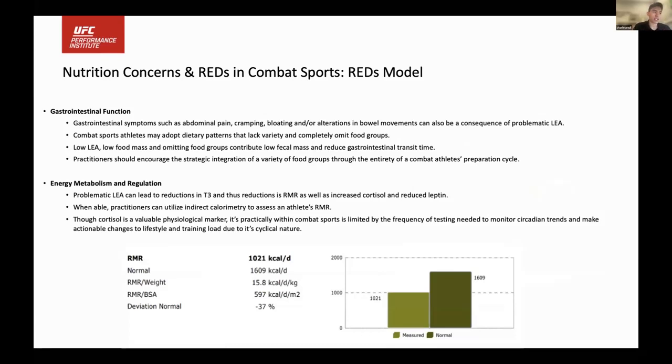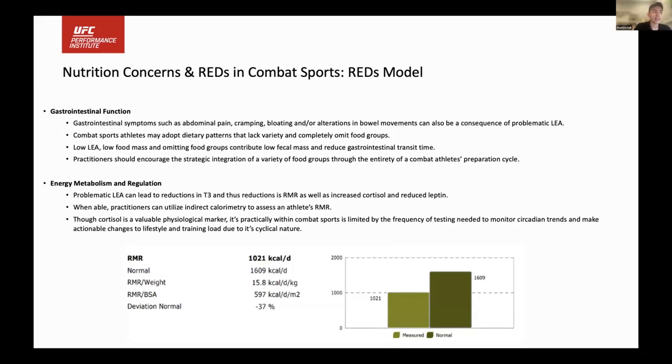Gastrointestinal symptoms such as abdominal pain, cramping, bloating, or even alterations in bowel movements can be a consequence of problematic low energy availability. Combat sports athletes often adopt dietary patterns that lack variety and completely omit certain food groups. And this reduction in food diversity, the avoidance of refined carbohydrates, red meat, dairy products perpetuates itself because their reintroduction can oftentimes lead to GI discomfort.